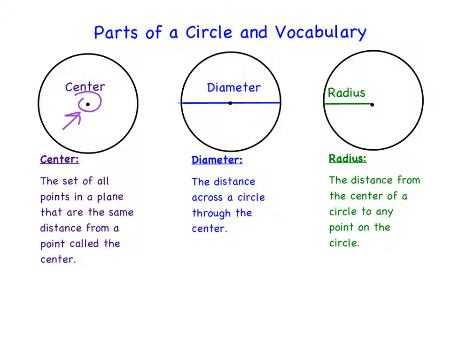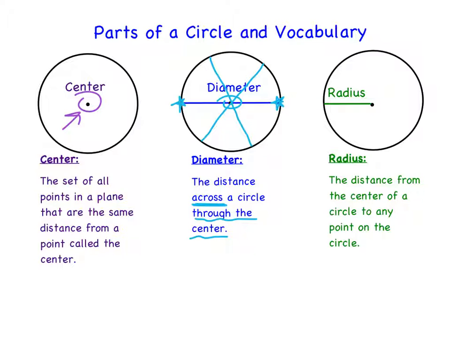Diameter is from one edge through the center to the other edge. It could go in any direction. So this is a diameter. You could have it going in a different way, but it's across the circle and through the center.